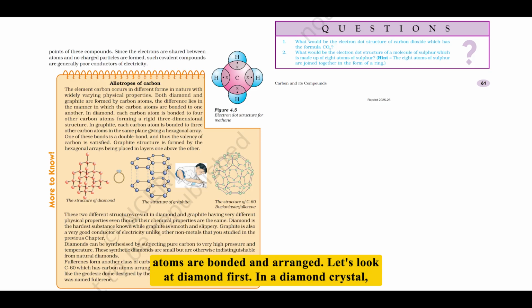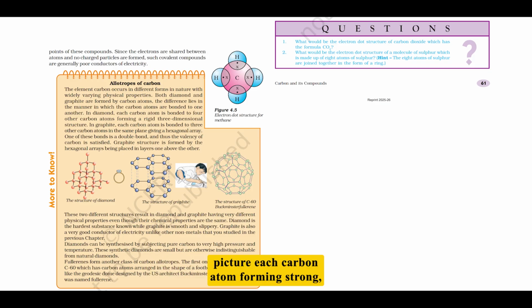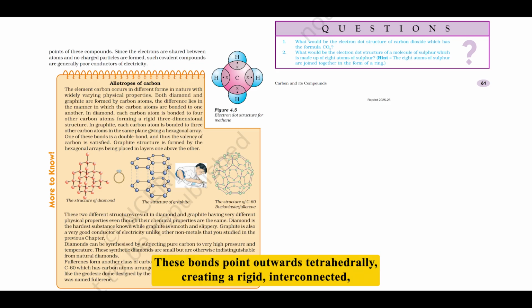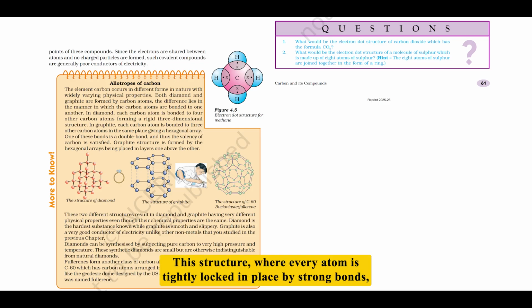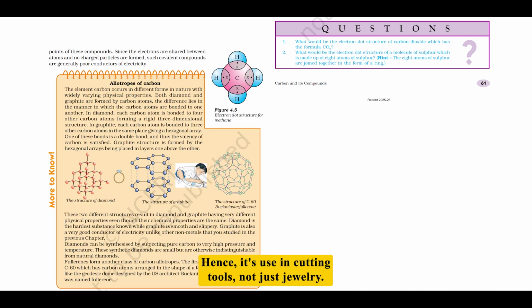Okay. In a diamond crystal, picture each carbon atom forming strong covalent bonds with 4 other carbon atoms. These bonds point outwards tetrahedrally, creating a rigid, interconnected, three-dimensional network structure. Like a very strong repeating scaffold. Precisely. An incredibly strong interlocking framework extending throughout the crystal. This structure, where every atom is tightly locked in place by strong bonds, is what makes diamond the hardest known natural substance. Hence its use in cutting tools, not just jewelry.